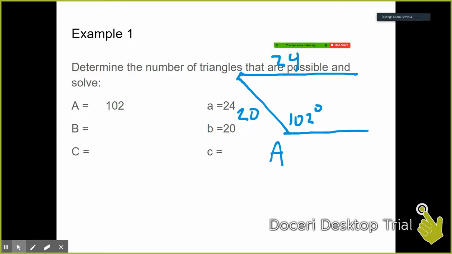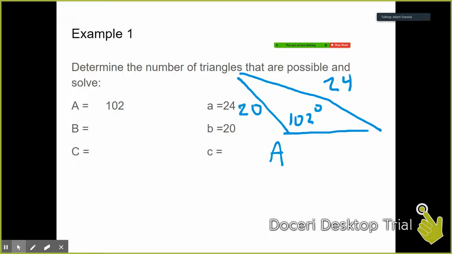All right, so because the side opposite is larger than the side adjacent and the angle is obtuse, that means we're going to have one triangle. And it's going to look like that. So just go to your flow chart. It's obtuse, so that means one or two triangles. Side opposite is longer than the side adjacent. So now we can just solve this one triangle with the law of sines.